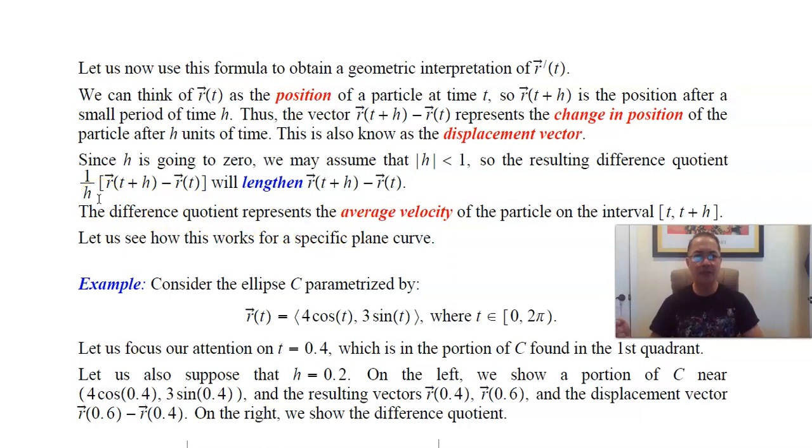Well, h is supposed to be going to 0, all right? So when it's sufficiently close to 0, of course, it's smaller than 1 in absolute value. So when you divide by a number smaller than 1, you're actually making it longer, okay? So in this case, we are dividing a vector expression by a number smaller than 1. So we get a longer vector, okay?